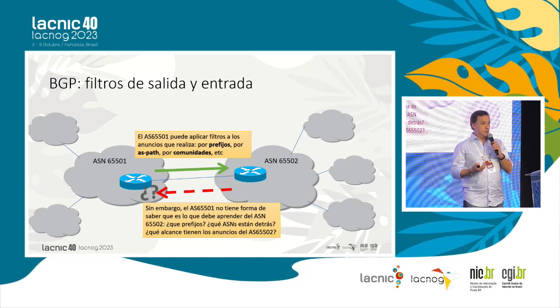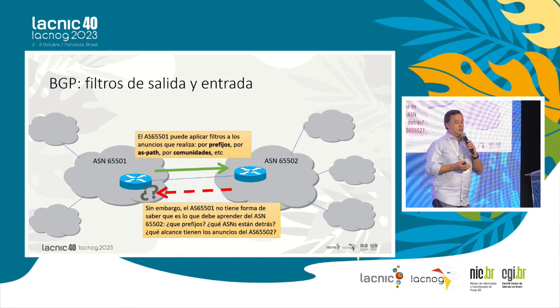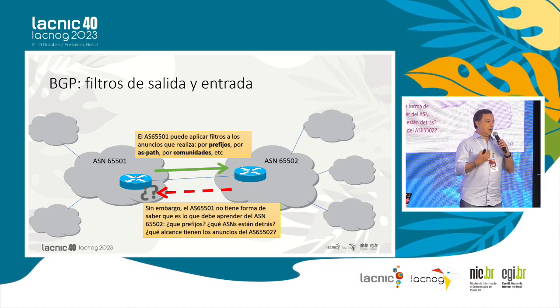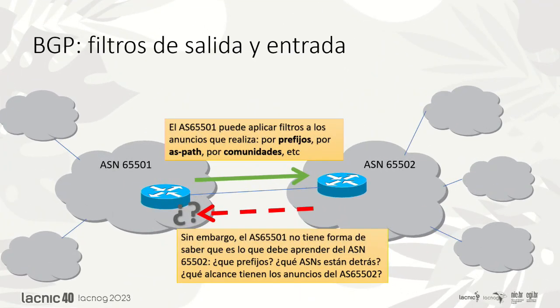When we have peering between two autonomous systems, like you have here, 65501 and 65502, if I am in 65501 and I pick up a peering with the autonomous system, I know that this is what I have to announce, because if it's my own network, I know what I have to announce outwards. So 65501 can apply filters to the announcements it does, and then decide which prefix it will announce and to which autonomous systems. For example, 65501 has two autonomous systems to which it provides transit. So it knows which these are. They are its customers. So it would have to enable those, allow those autonomous systems.